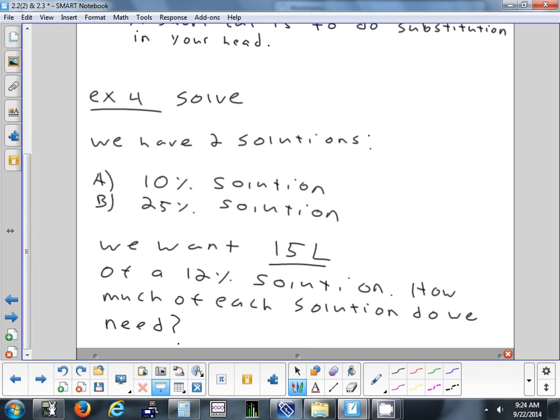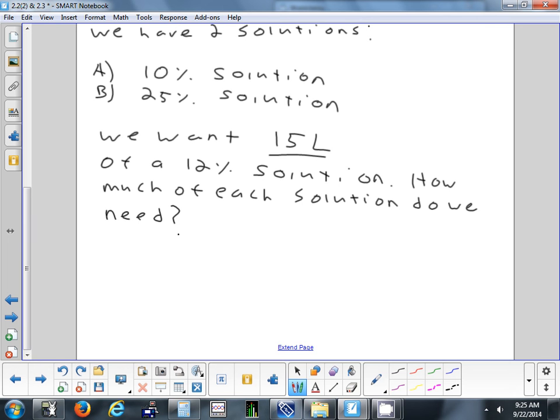Okay, so the question is, how many liters of solution A and how many liters of solution B. Even though it's going to be a word problem, it's still going to be a basic linear equation. There's going to be one answer for A and one answer for B. Okay, let's start off with our equation for the amount.